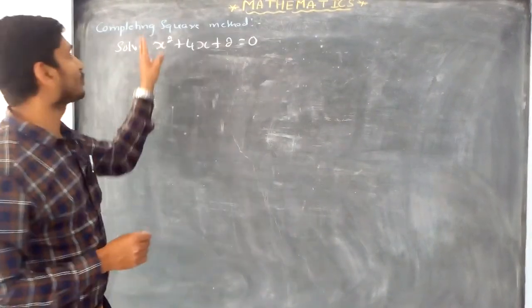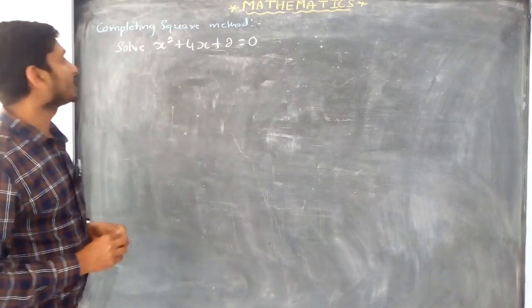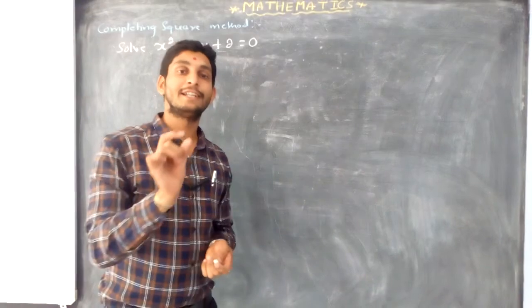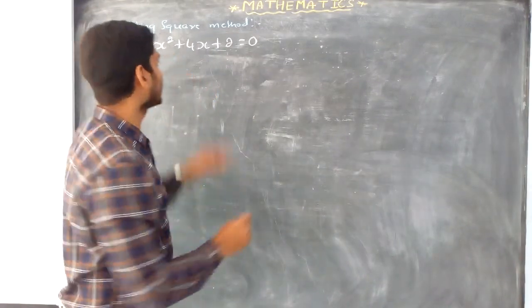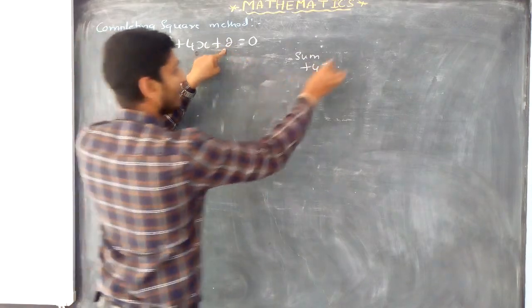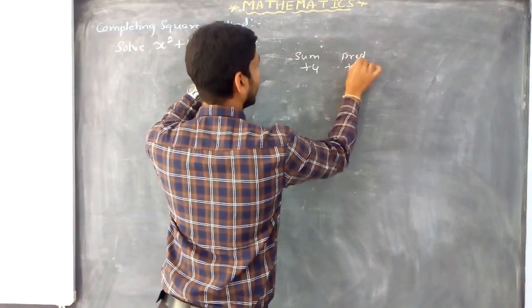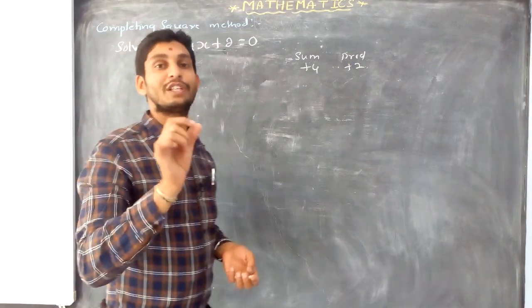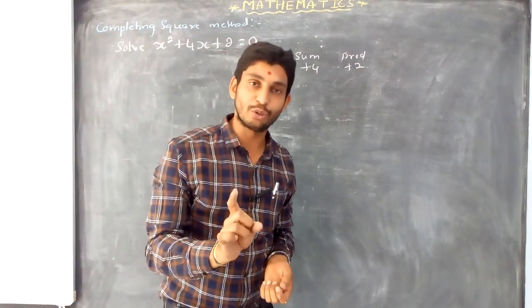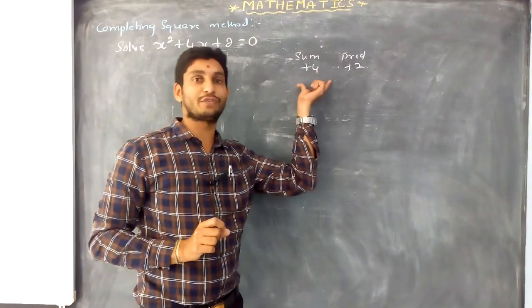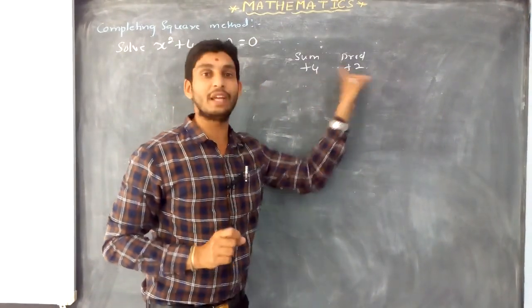Thereafter, what is completing square method we can see. Okay. First of all, since it is a trinomial, better we'll choose which method? Splitting the middle term. Yes, sum should be plus 4 and product should be plus 2. Is it right? Yes. You have to choose the multipliers now. You have to choose two numbers such that sum of those two numbers should be plus 4 and product of those two numbers should be plus 2.